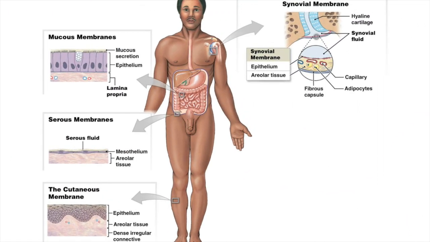Next topic is membranes. Membranes are physical barriers. There are 4 types of membranes you should know. Mucous membranes, like this one here, are lined with mucus. They line passageways and chambers that communicate with the exterior, like the digestive and the respiratory tract.